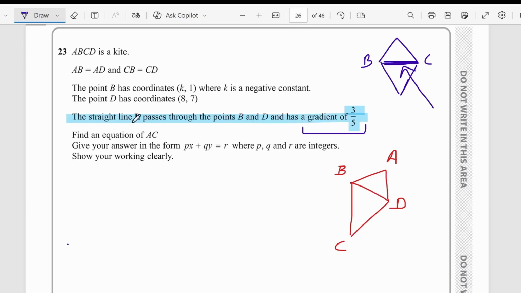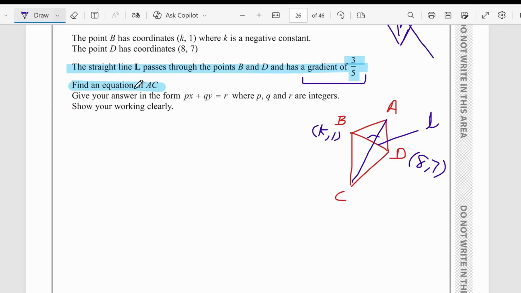According to the given information, the line L passes through the points B and D. So I will say that this is the line L. To find the equation of AC, we need two things. One is the gradient, and the other is any point the line is passing through, meaning the point over here. This is the midpoint, as we know that the two diagonals of a kite always bisect each other. So this would be the midpoint of BD or AC. But the thing is, we have one unknown over here.